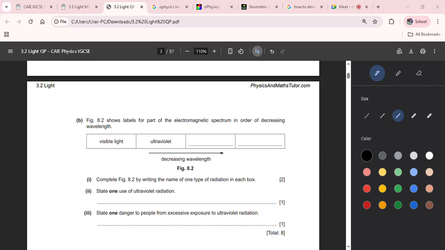Now we go back to the question. So do you remember what comes after ultraviolet in here?